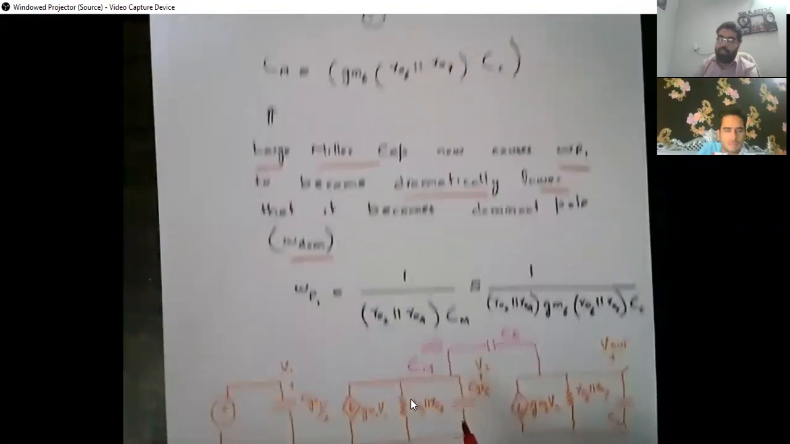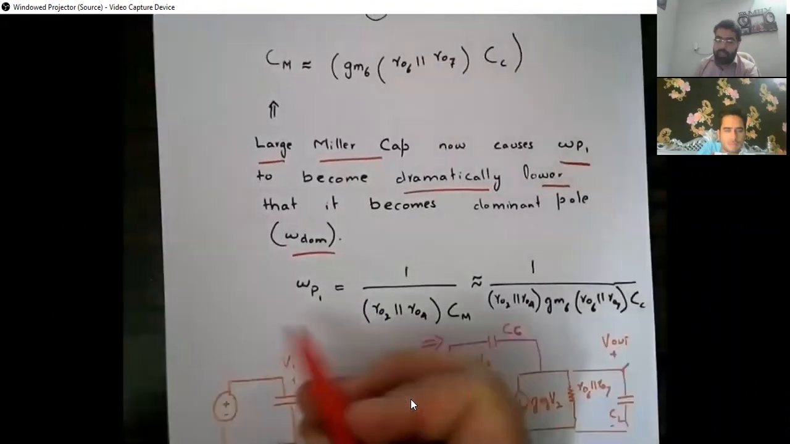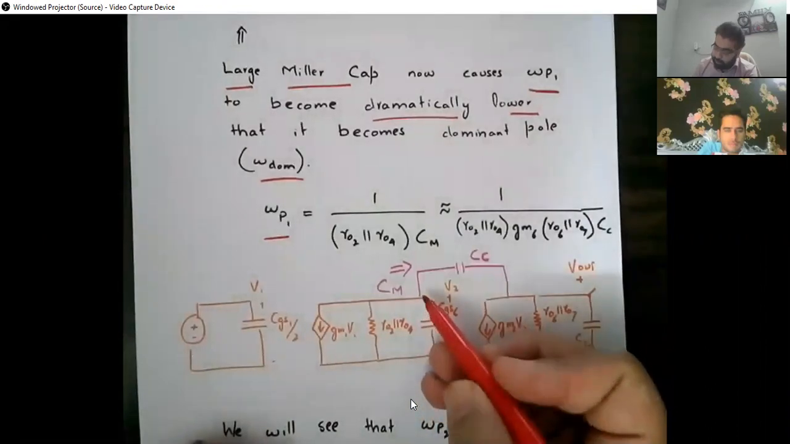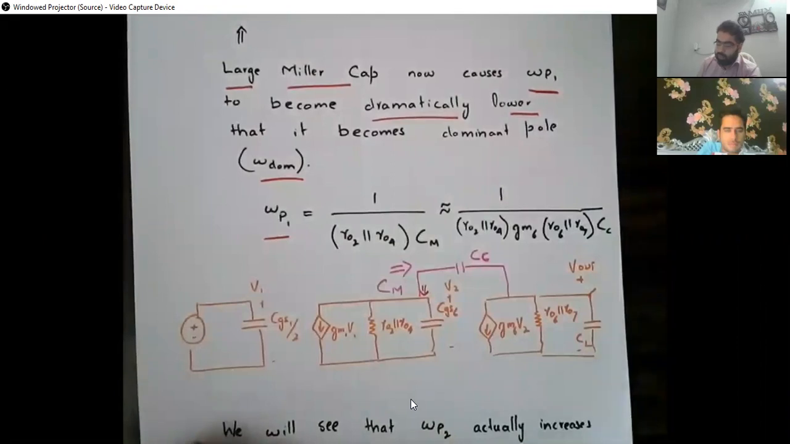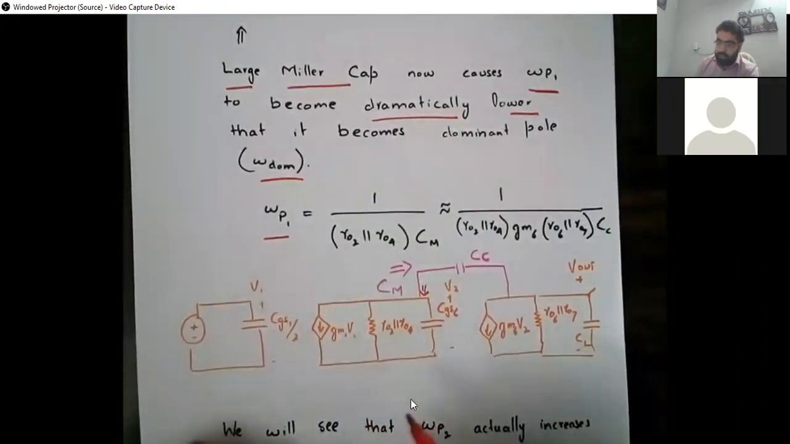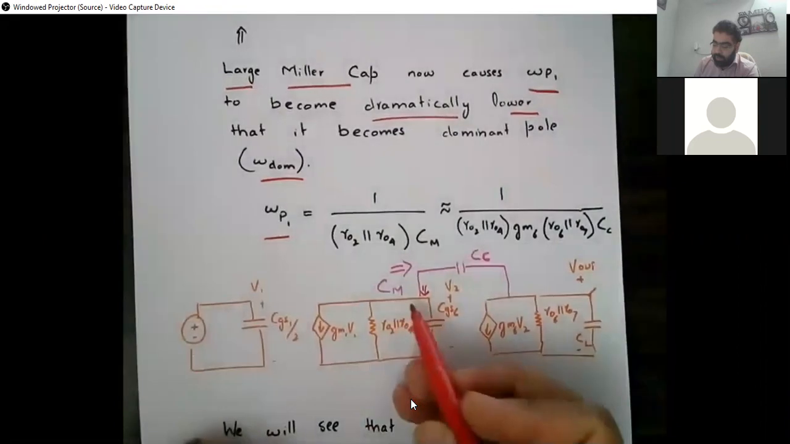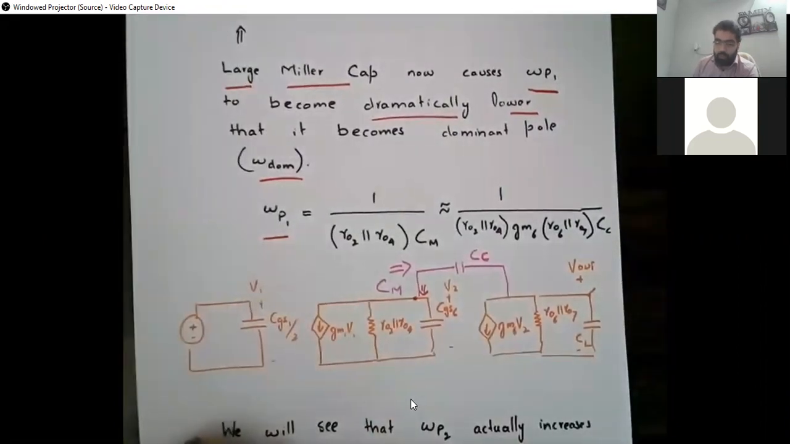If we want to write the expression of omega p1, it is at this node, which I'm pointing up here, where previously Cgs6 was. Is there any question? Okay. So at this node where I'm pointing, this is now the omega p1 node.